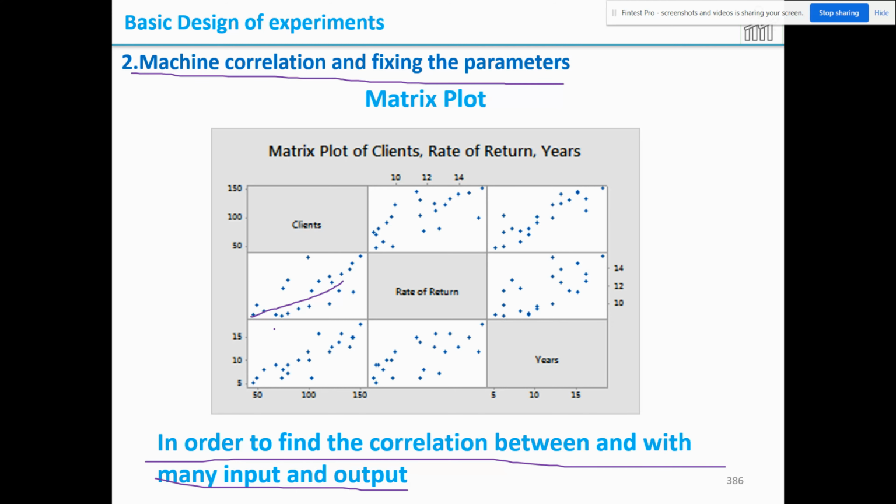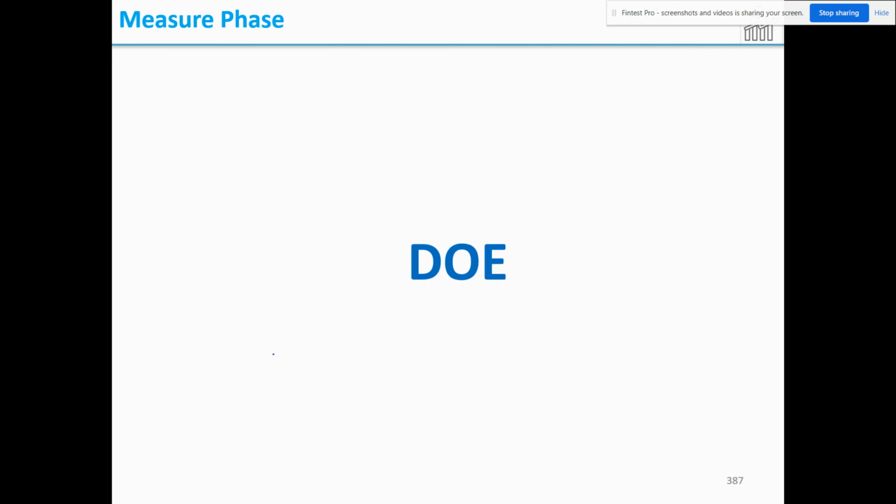After that, we are going to do machine correlation with many inputs and one output or two outputs. Then you're going to fix the parameters. Fix the parameters means you're going to fix that particular parameter and no one can change it. It's like a master, and you're going to find out which can be tweaked in order to get the required output. That we can do with the use of machine correlation, that means using matrix plot.